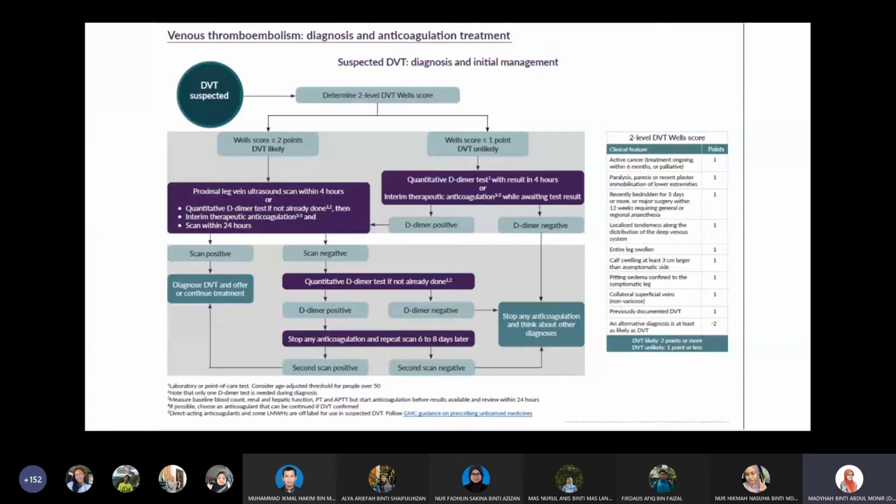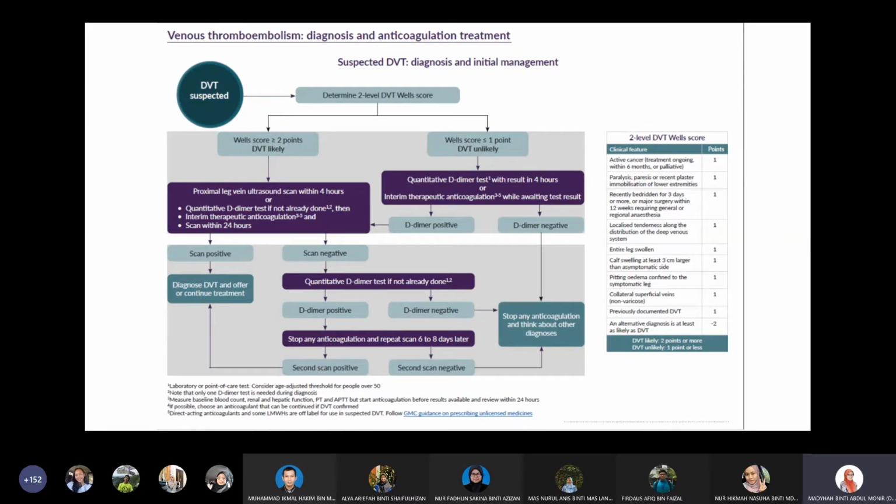Alright, so how do you diagnose deep vein thrombosis? Usually you will have clinical suspicion. What do I mean by clinical suspicion? It is when the patient has a presentation. As I mentioned, patients are usually asymptomatic. They have no sign and symptom. But the doctors will have clinical suspicion, meaning that they are suspicious that the patient has DVT.